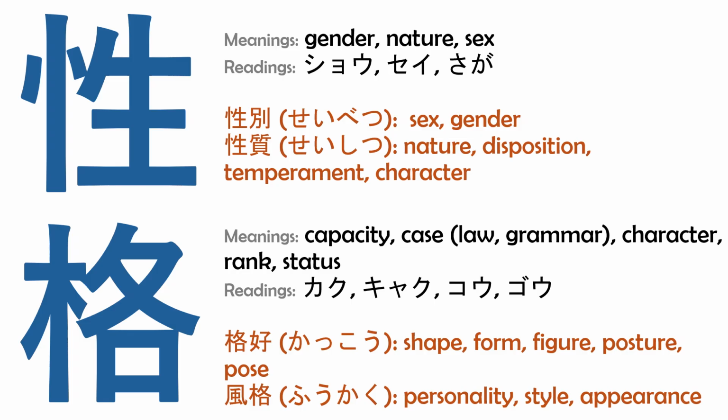The second kanji means rank, standard, or the character of something. In the word kakko, it gives the sense of outward form or status. And in fukaku, it contributes the idea of an imposing character or style.